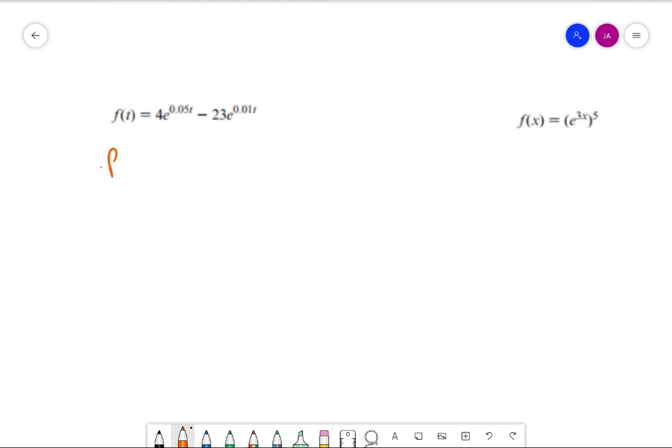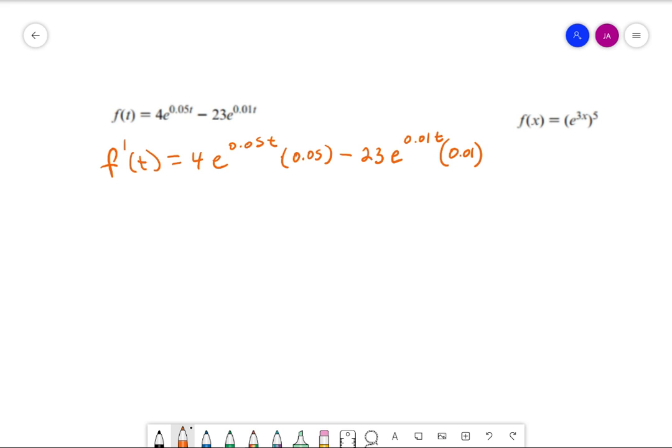Here, to find this derivative, we have f prime of t. Well, that's going to be 4 times e raised to the 0.05 times t, times the derivative of the inner function, which is 0.05 times t. The derivative of 0.05 times t is 0.05. And then minus the derivative of 23 times e to the 0.01 times t. That's going to be 23 times e to the 0.01t, all times the derivative of the inner function, which is just going to be 0.01.